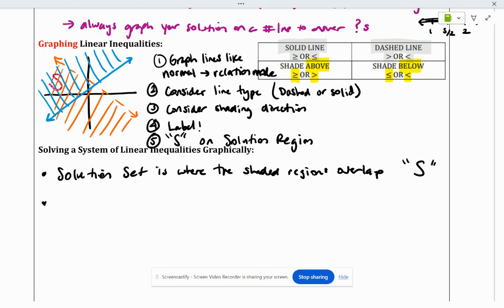How many solutions will a system of linear inequalities have? Infinitely many. Why? Because you could keep zooming out, and the solution area will keep getting larger and larger and larger, and you can keep doing that forever.